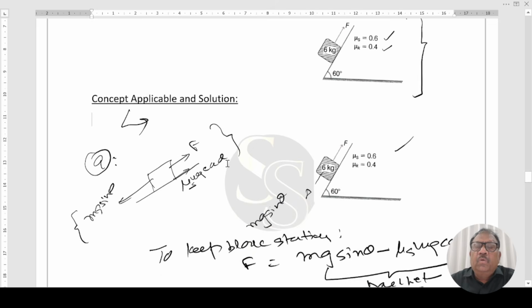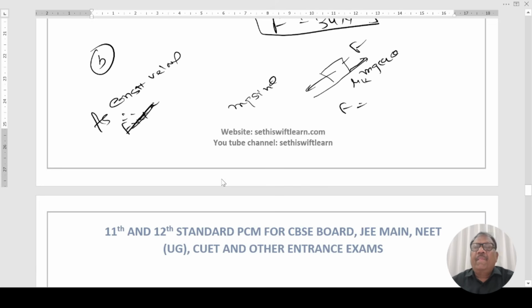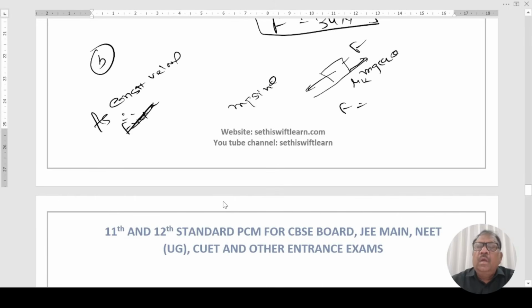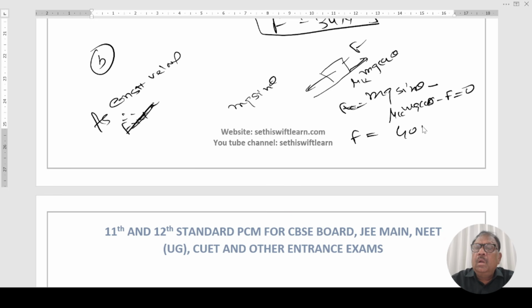Move the block downward with constant velocity. Means force is acting upward, F is acting upward. So F net means mg sin theta minus mu k mg cos theta minus F should be equal to 0. On simplification, F comes out to be 14 Newton.